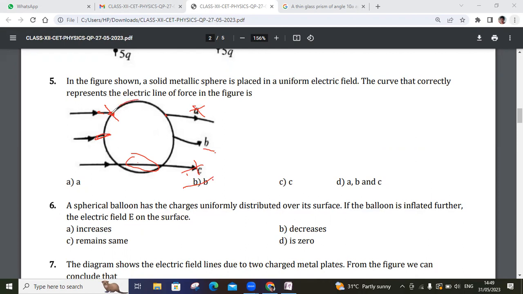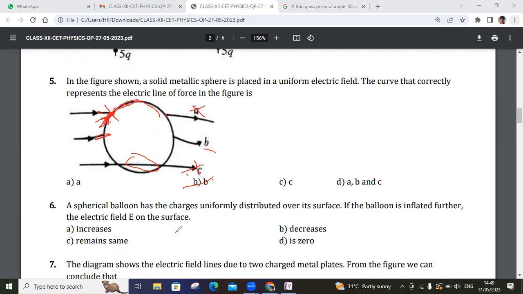because if it's not perpendicular, then electric field will have a component which is along the solid sphere. So along the solid sphere, free electrons are there, which will tend to move and form a current. So from nowhere, energy is getting generated. Current is coming, so energy is getting generated. This is not possible. The next question, sixth question.